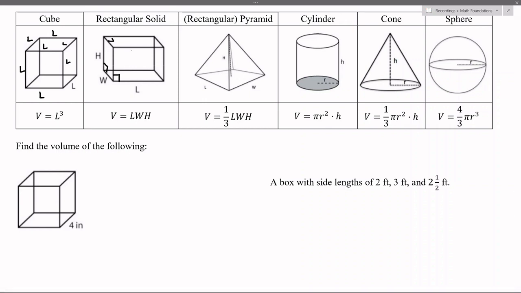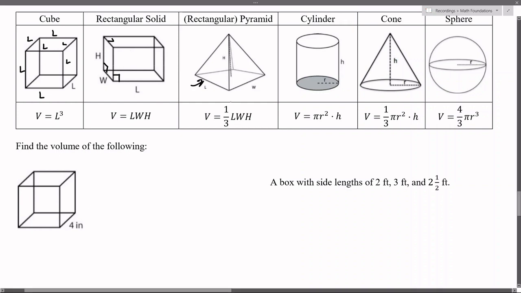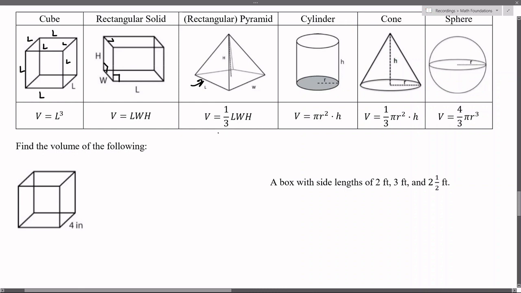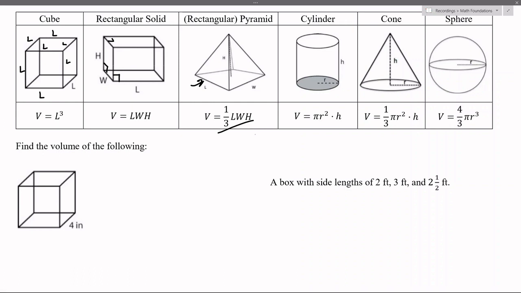For a rectangular pyramid, this is rectangular because the bottom looks like a rectangle, or in this case, looks more like a square, but it can be a rectangle in shape. For this thing, we're going to do 1/3 length times width times height. So it's interesting that a pyramid having one side meet at a point just cuts the volume down by 1/3.